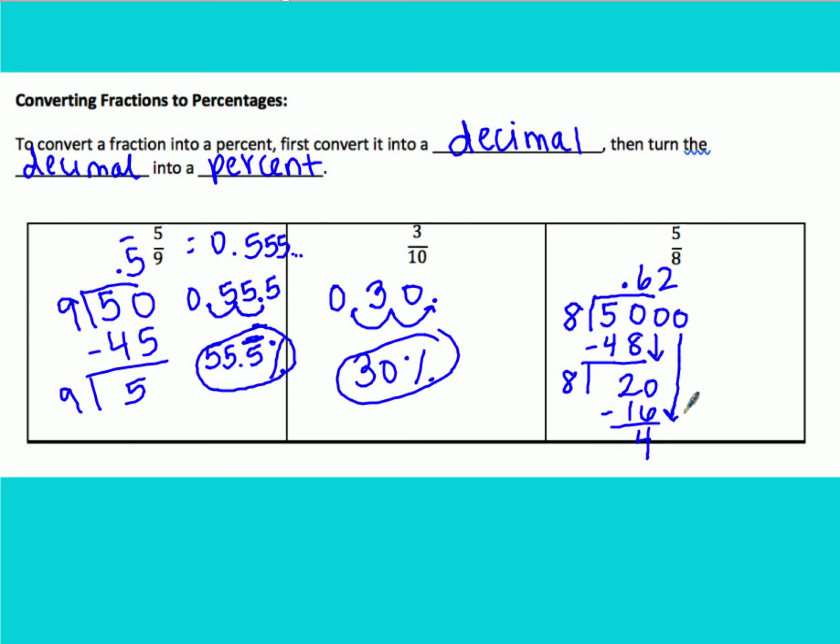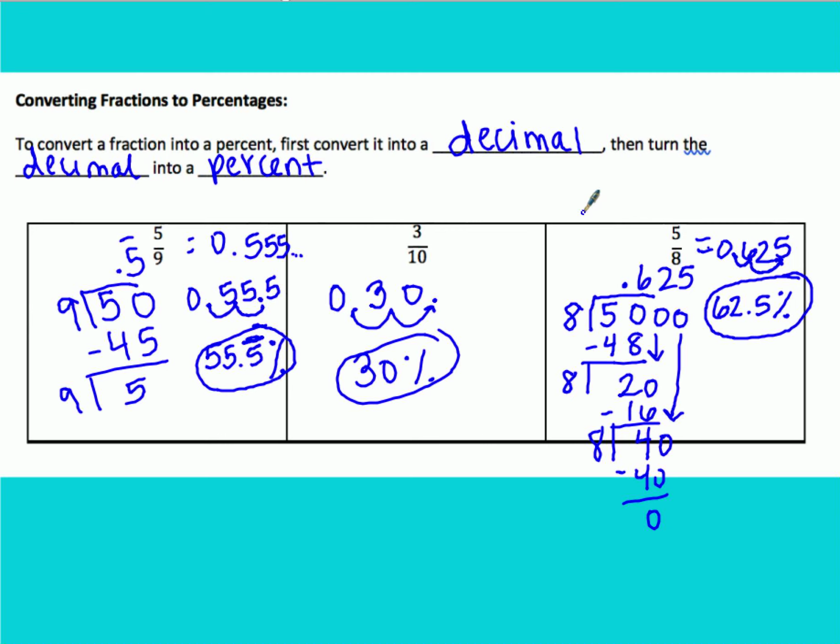Bring down one more 0 here. 8 into 40 is 5 times. When we subtract 40 here, we are left with a remainder of 0, so this is a terminating decimal. So we know 5/8 equals 0.625, or 625 thousandths. To change this decimal into a percentage, move your decimal point 2 spaces to the right. That means we made 62.5%.